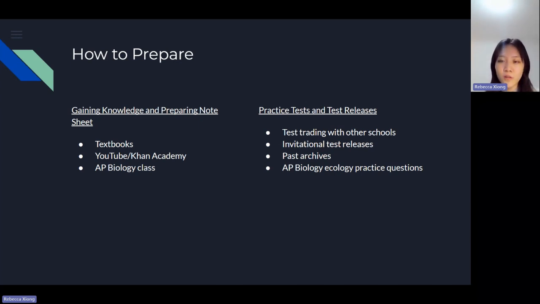So when you have those, you have leverage to trade for other tests from other invitationals that other schools have gone to. And sometimes the invitationals themselves release tests publicly, which you can find on that invitational's website, in the test release drive or past archives. Sometimes there are past exams posted for different invitationals, or maybe even some regional level ones. Not sure, but you could look for those online or on forums.